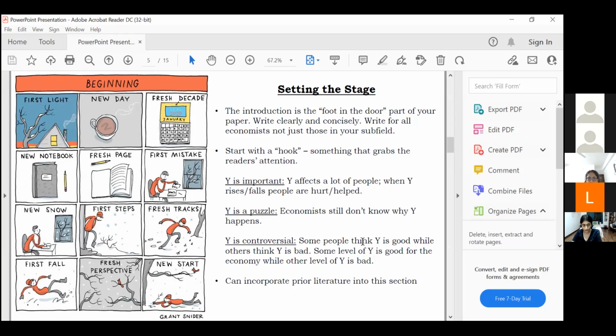Sometimes you'll find that this stage, this introduction section of the paper, often incorporates what we call a literature review or the prior literature into this section. So you sometimes look at, read a particular paper that discusses the issue of Y, and then it says, okay, XYZ other papers have also looked at this, incorporate that into this section, and then move on to discuss what they have done. Or you could have a separate literature review section where you discuss the prior literature.